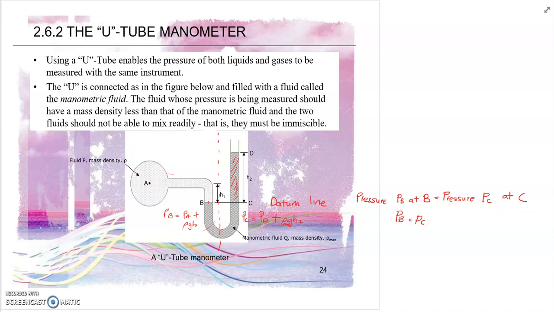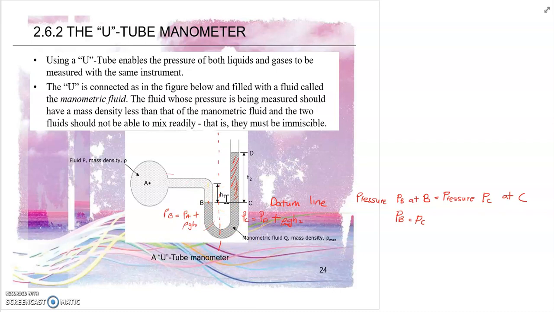This fluid normally has a higher density compared to the fluid whose pressure is being measured. The fluid whose pressure is being measured should have a mass density less than that of the manometric fluid, and these two fluids should not be mixed readily. They must be immiscible because we want to clearly see the height difference between these two. We want to measure H1 and H2. If these two liquids are mixed, if they are miscible, we cannot measure it.